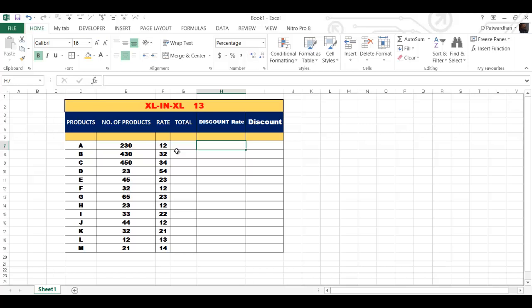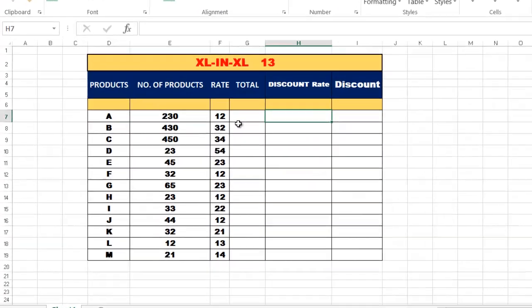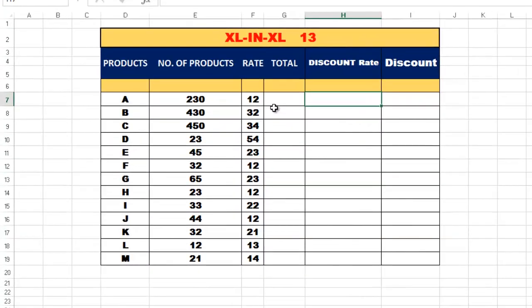On the screen there is a table containing different columns as products, number of products, rate and total. Now in the total column we will find the total cost of the product, that is number of products multiplied by rate. So the cell containing 230 and the cell containing 12 are the relative cells.